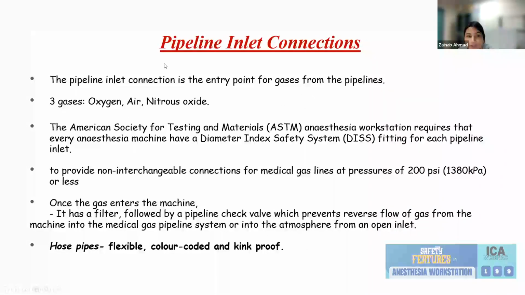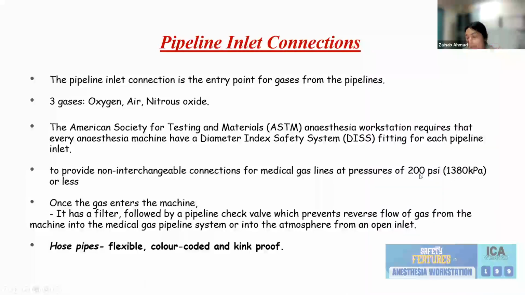So pipeline inlet connections. What we're using in our medical gas is oxygen, air, nitrous, and as told by Dr. Zainab, our anesthesia machine should meet the standards of the American Society for Testing and Materials. It requires that every machine should have a diameter index safety system fitting for each pipeline to provide non-interchangeable connections for medical gas lines at pressures of 200 psig.